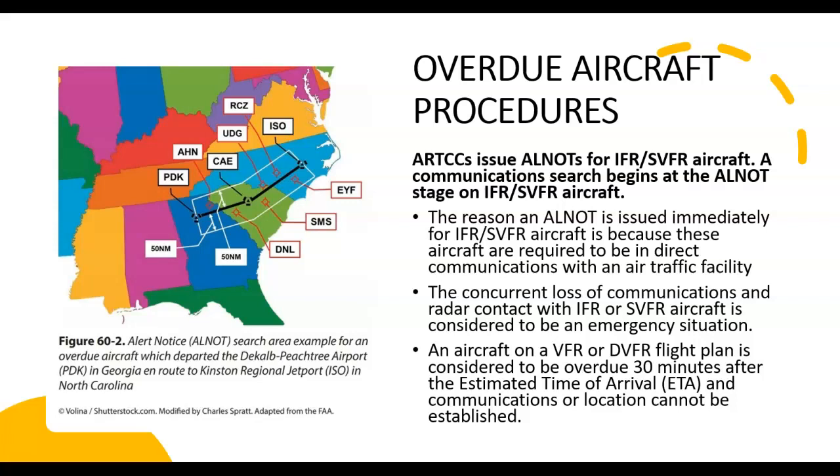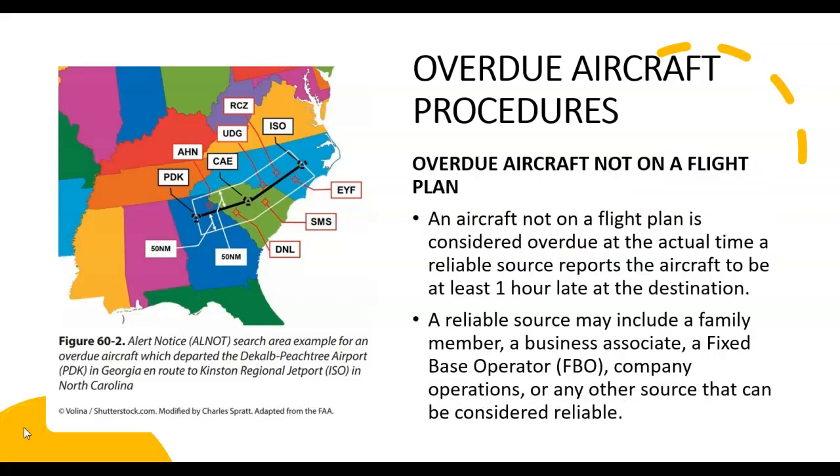For a VFR or defense VFR flight plan, it's considered to be overdue 30 minutes after the estimated time of arrival, so communications or location cannot be established for that time period. An aircraft that's not on a flight plan is considered overdue at the actual time a reliable source reports the aircraft to be at least 1 hour late at the destination. A reliable source can include a family member, business associate, fixed-base operator, company operations, or any other source considered to be reliable.